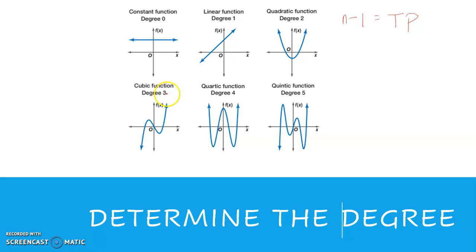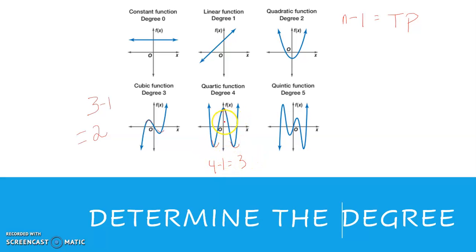So let's try it again. Degree 3, right? We can see here we have a turning point here and a turning point here. So we have 2 turning points. 3 minus 1 is 2. So that's just like we would predict from the formula. Degree 4, we have 1, 2, 3. So every time the graph changes direction, that's a turning point. So 4 minus 1 is equal to 3. So we have 3 turning points.